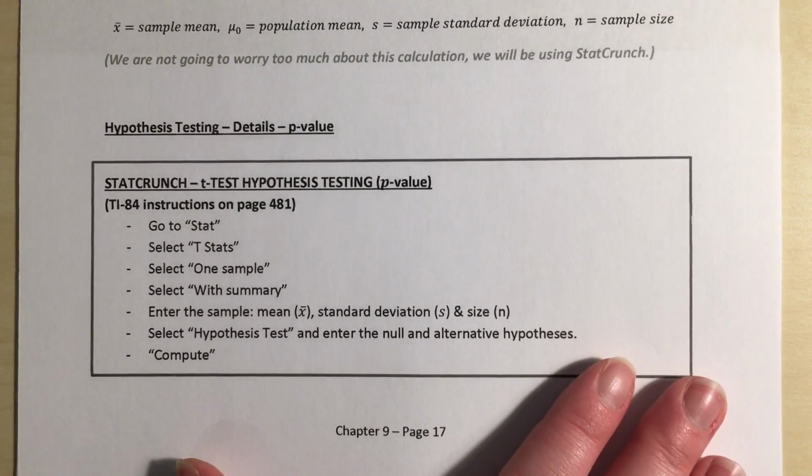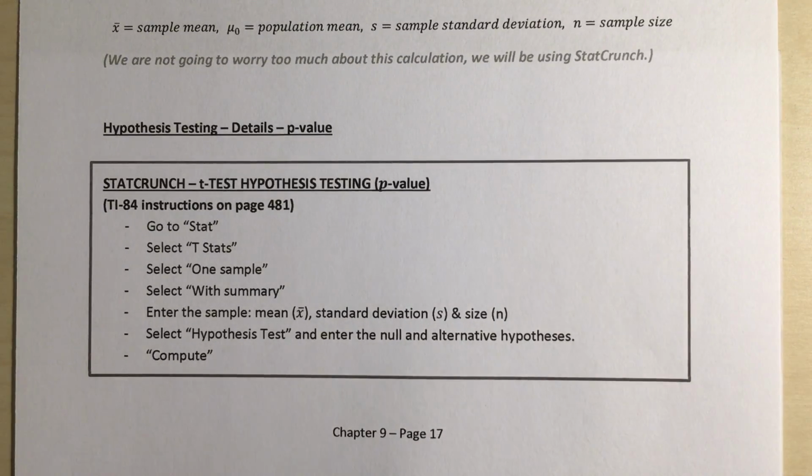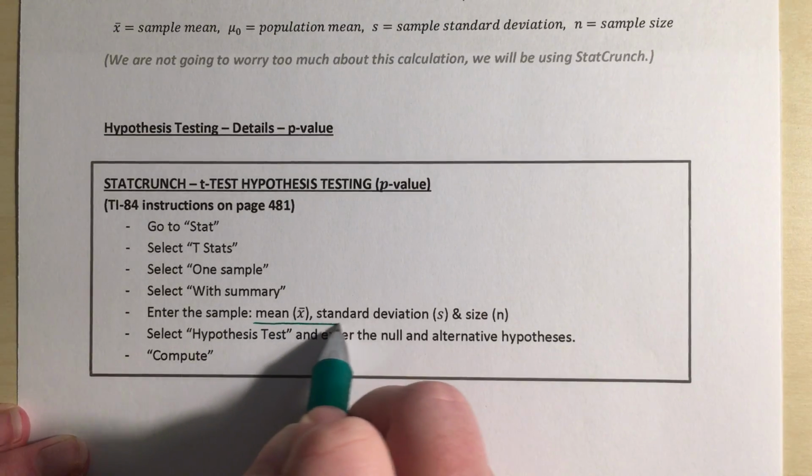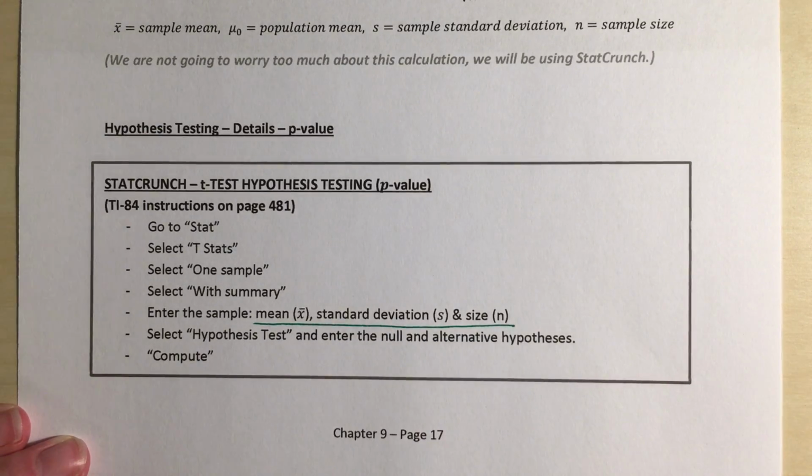As far as our t-test goes for our hypothesis testing, we're going to go into the same menu that we did in the previous section. So we're going to go to Stats. Again, the big difference is that here we want to make sure we select T Stats, One Sample, With Summary. We're going to enter those 3 values. Those same 3 values: our mean, our standard deviation, and our sample size.